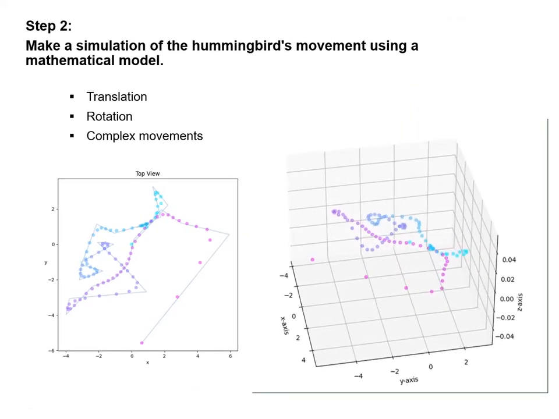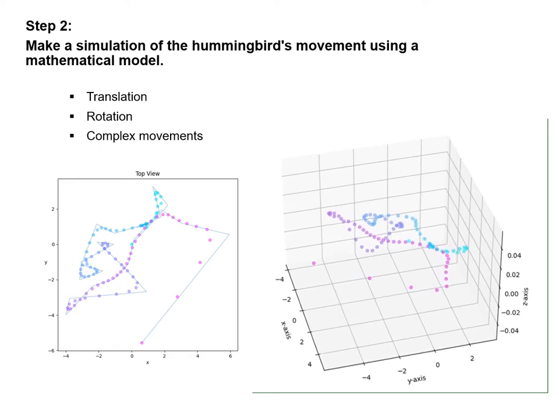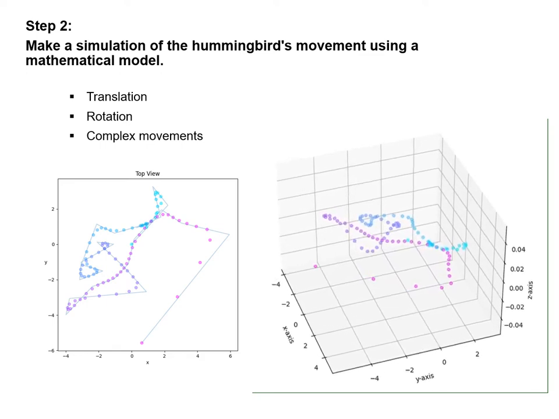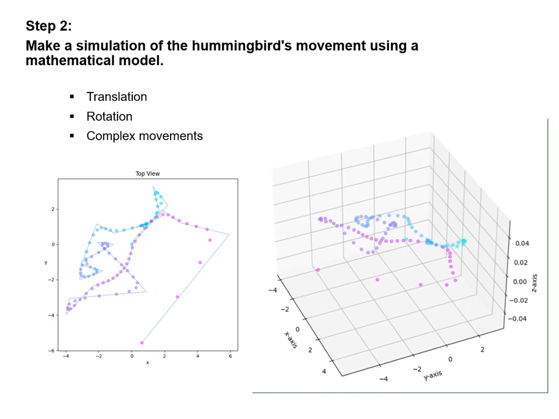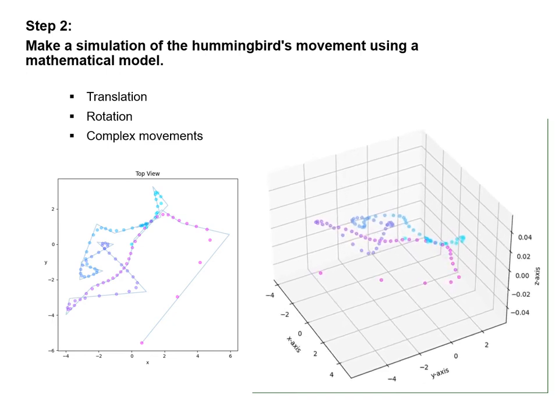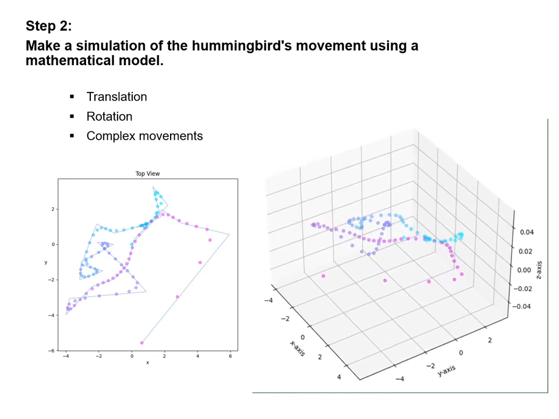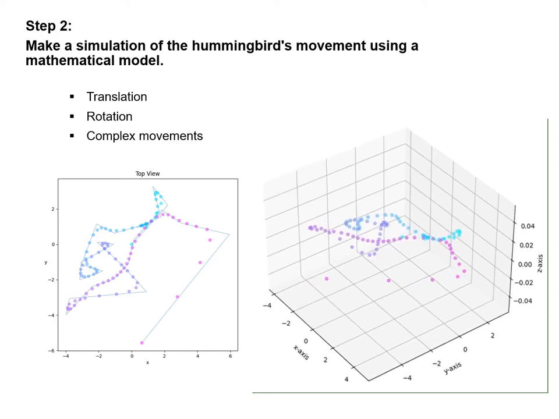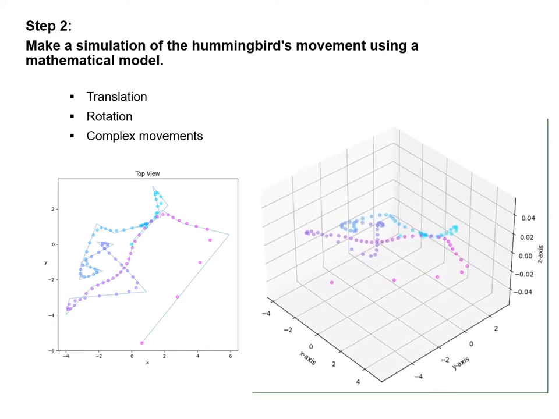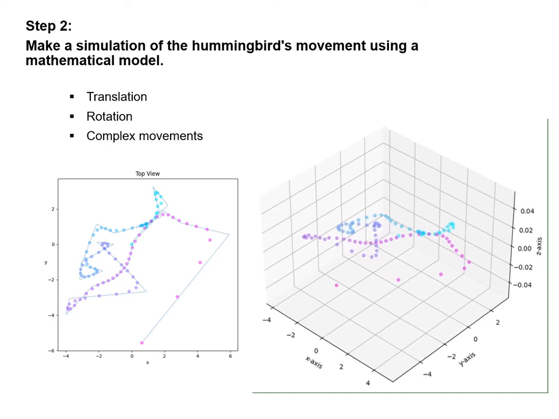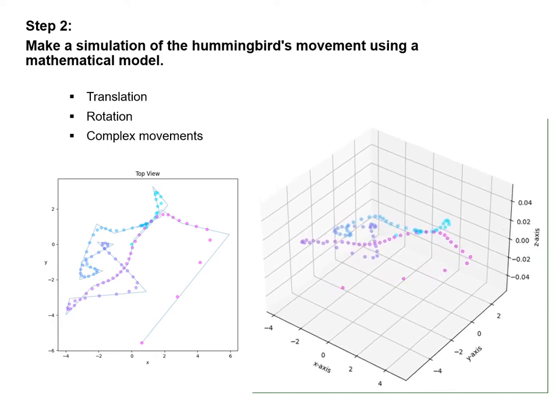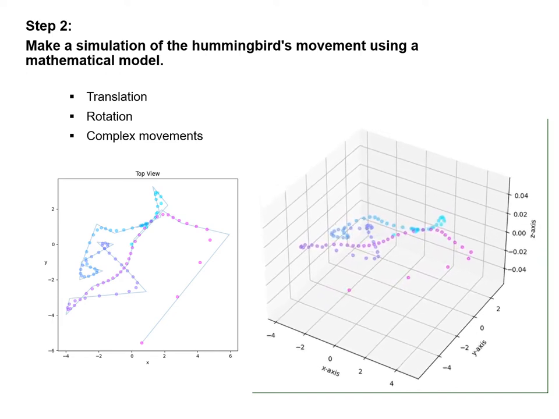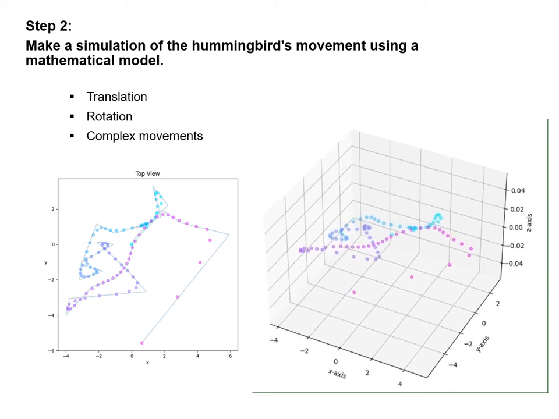Step 2. A mathematical model is created, where visual adjustment tests and simulations are carried out, defining a behavior similar to the real observations of the hummingbird. The mathematical model integrates translational, rotational, and complex movements.